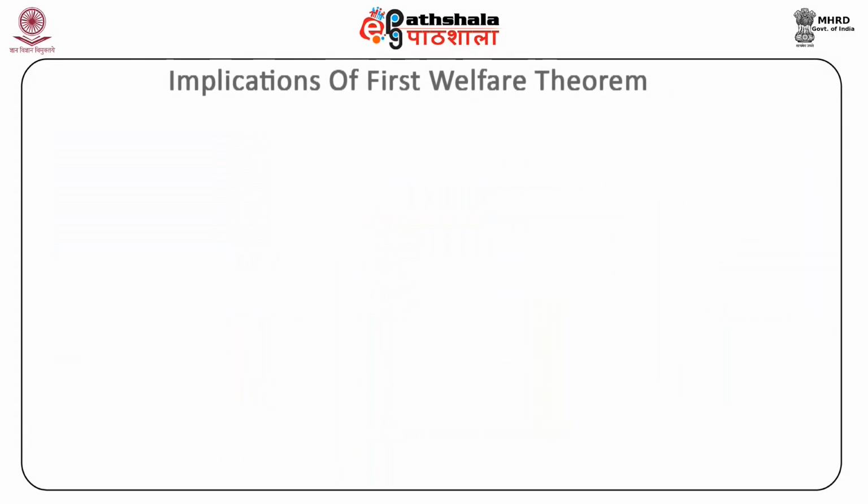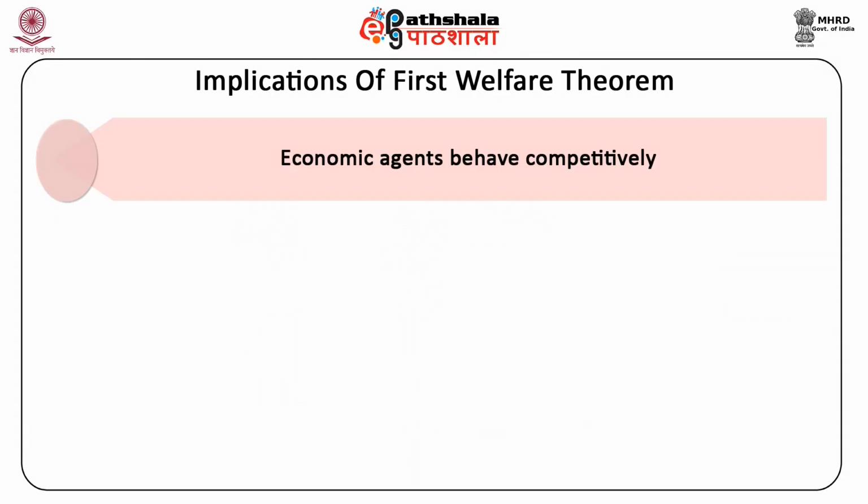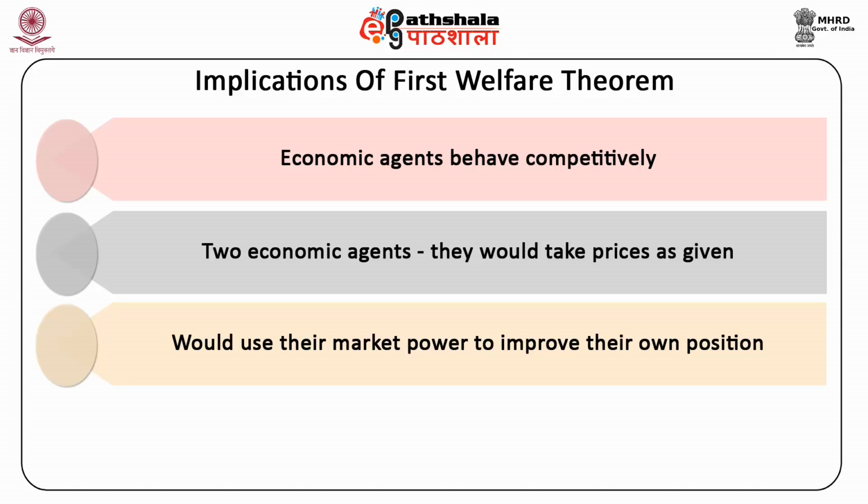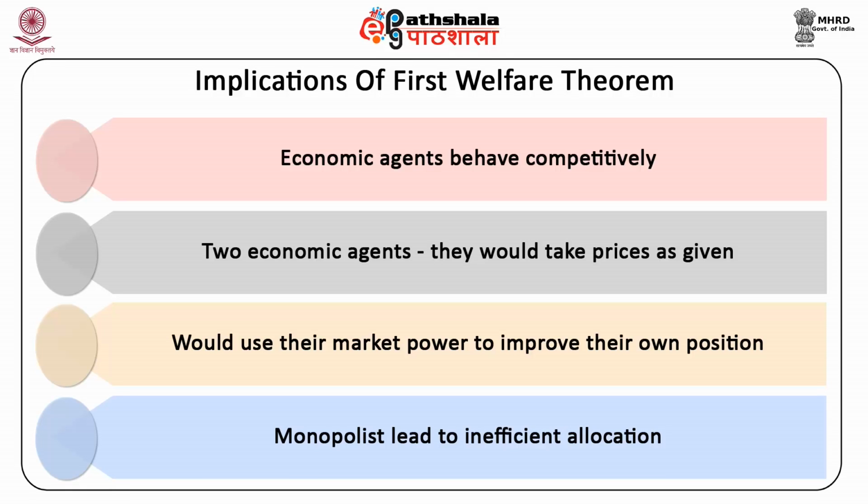Another important implicit assumption is that economic agents behave competitively. But if there are only two economic agents, then it is unlikely that they would take prices as given. Instead, they would use their market power to improve their own position. It can be shown that if there is a monopolist, then it would lead to inefficient allocation.